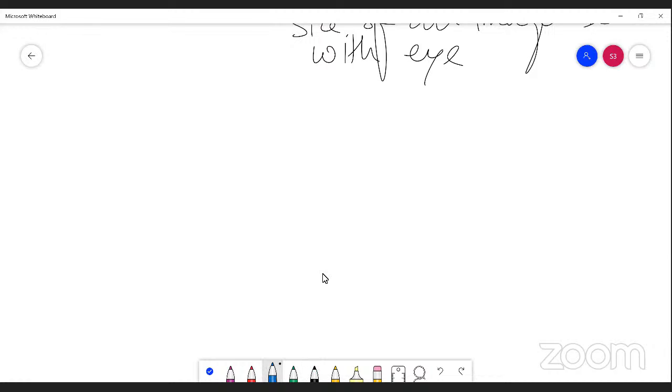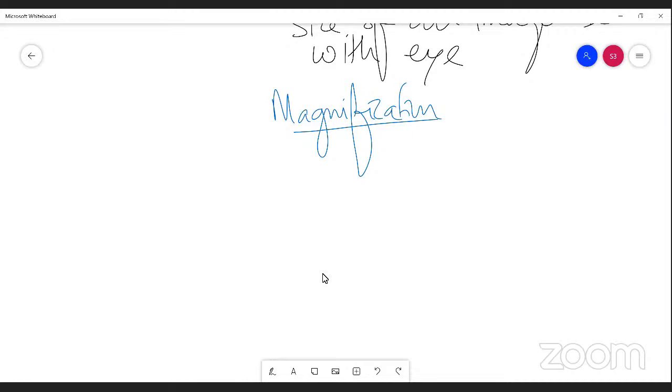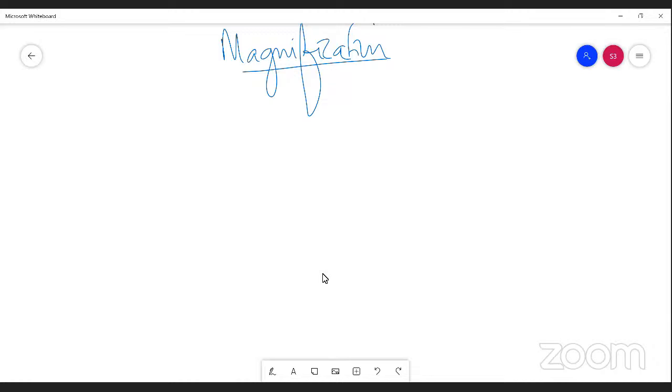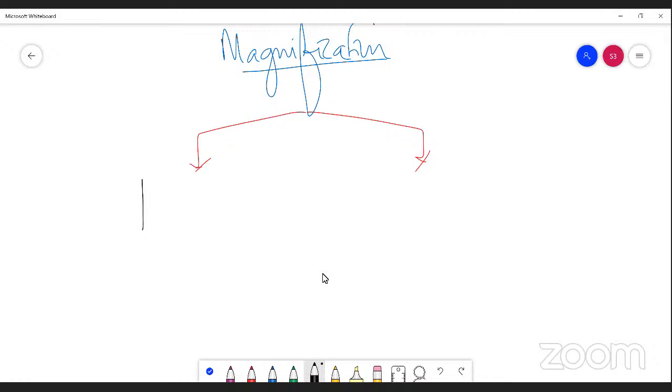The first is primary magnification. As I said, magnification is the optical size of an image under the microscope. It has two types: primary magnification and secondary magnification.